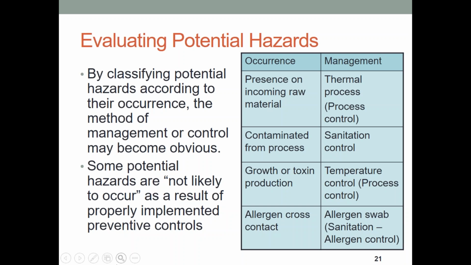Some potential hazards are not likely to occur as a result of properly implemented preventive controls. But if we decide that they're not likely to occur, we still need to go ahead and have an identified management control there. And that control usually has to be, I usually say, checked, implemented, checked, corrected, and documented.